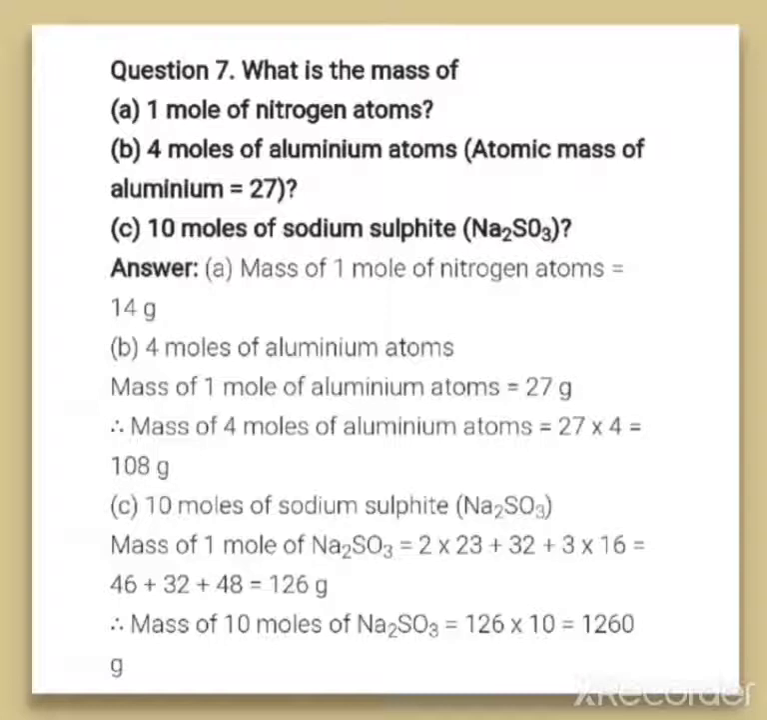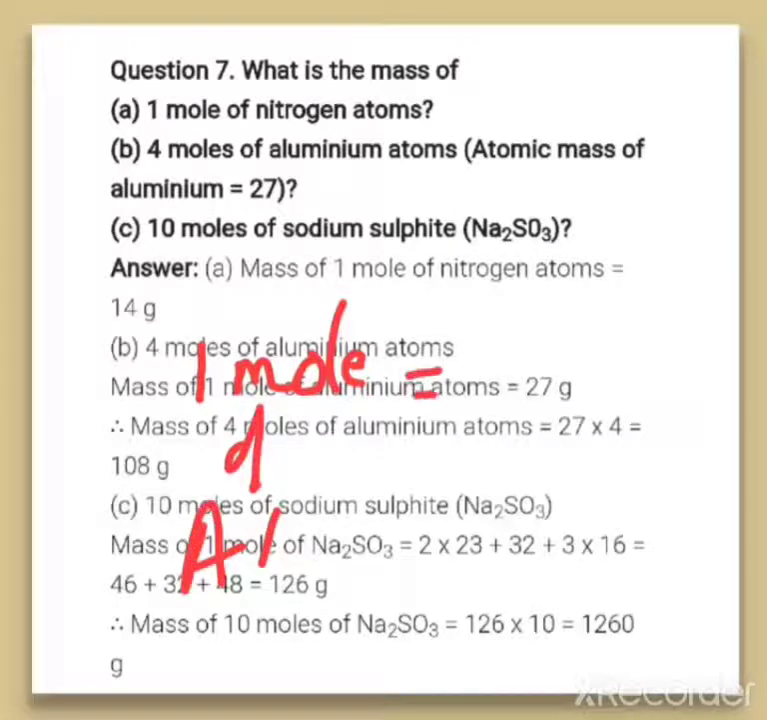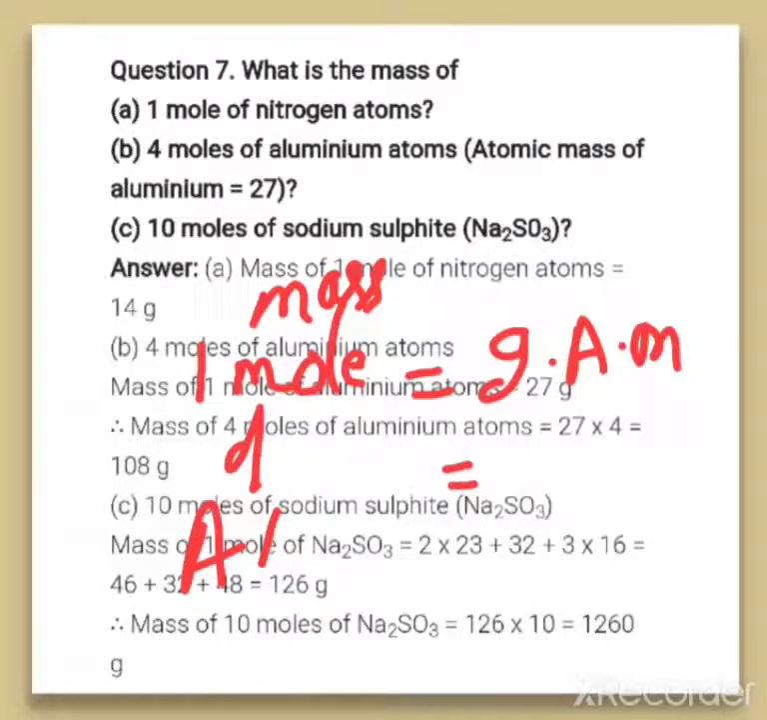Next, 4 moles of aluminium atom. Here we have to find out for 4 moles. First let us find out the mass for 1 mole of aluminium atom. The mass is equal to its gram atomic mass. What is the atomic mass for aluminium? The atomic mass for aluminium is 27. So when we represent 27 in gram, that is the gram atomic mass. So the mass of 1 mole of aluminium is 27 gram.